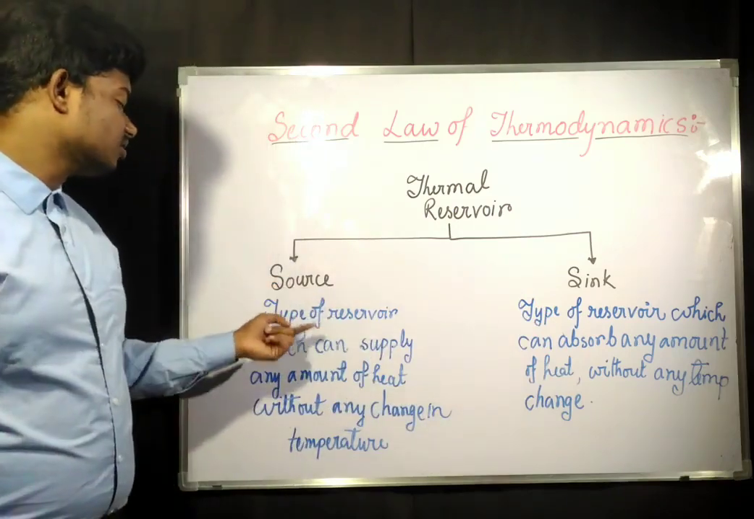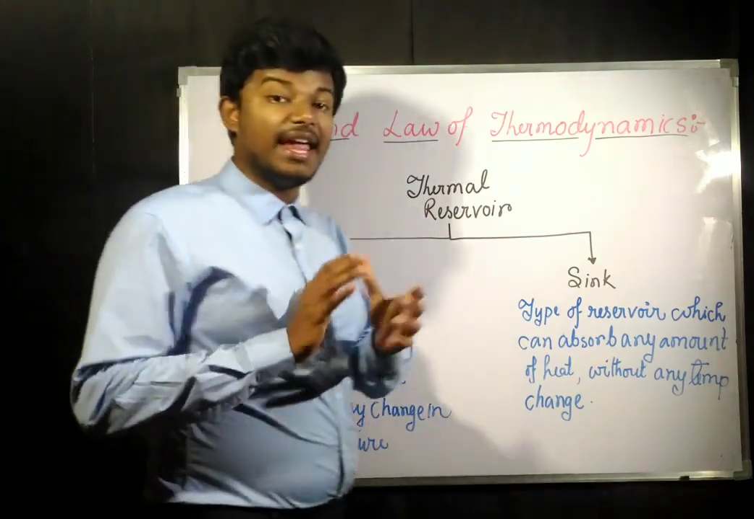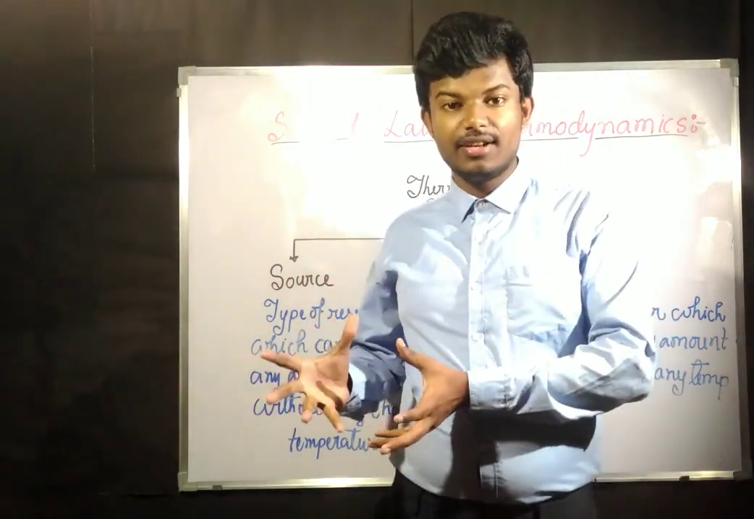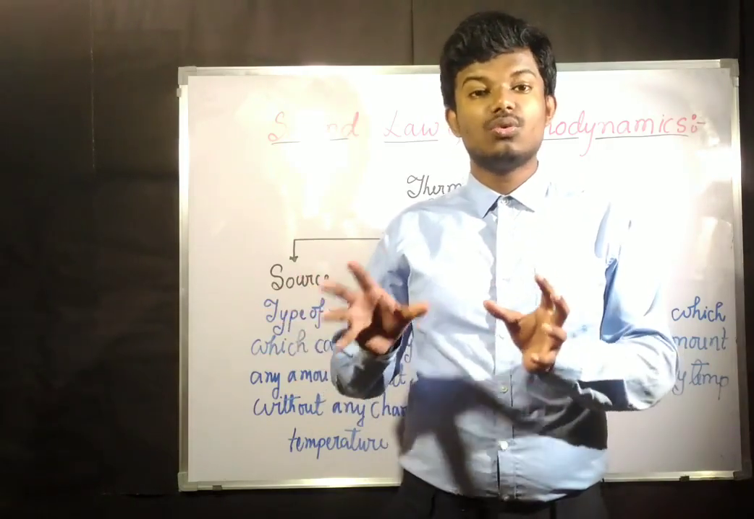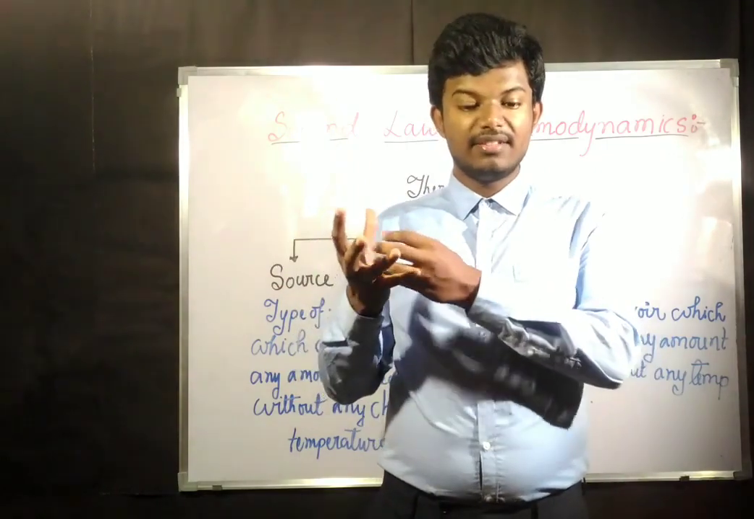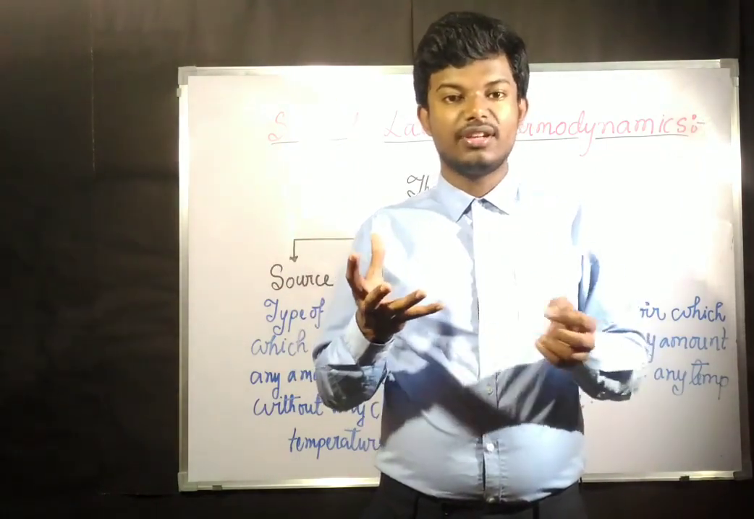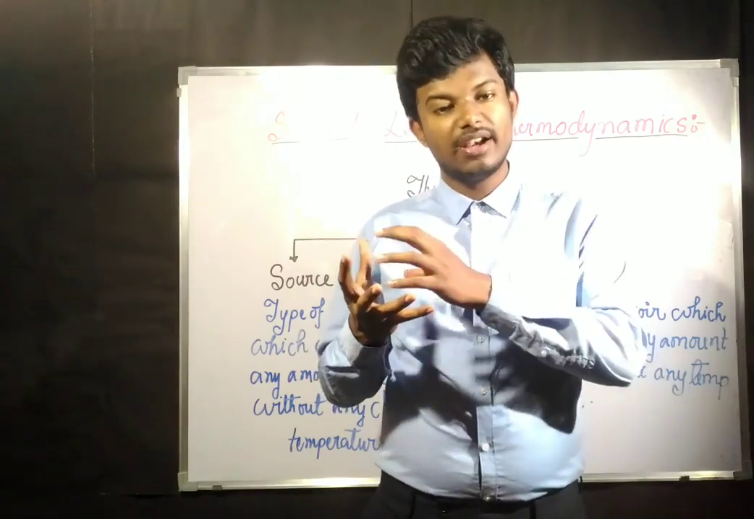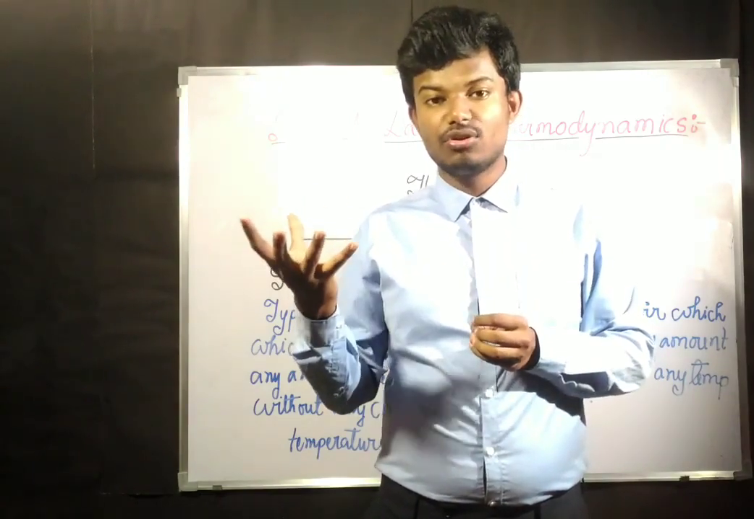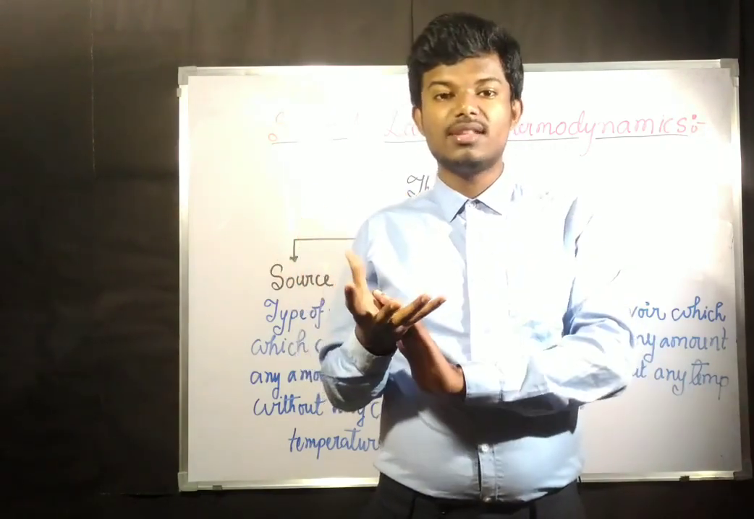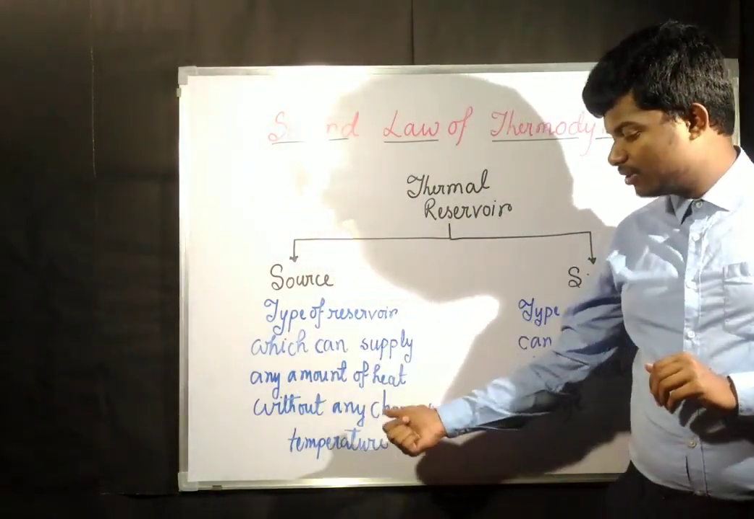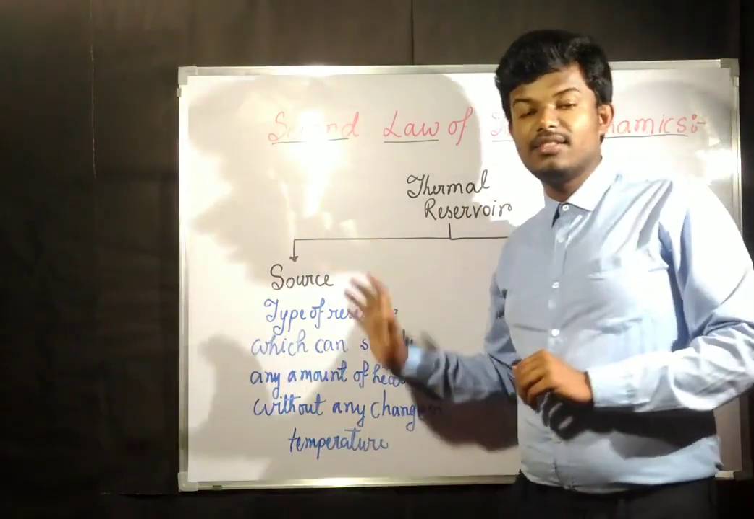The first thing is source and the second one is sink. Now what is a source? A source is a type of reservoir which can supply any amount of heat without its temperature being changed. That means there is a hot body giving away heat continuously, any amount of heat. If you want to take the heat for a lifetime, you can take it, and even if you are taking the heat, the temperature of that body is not going to change. Then this body is known as a source.